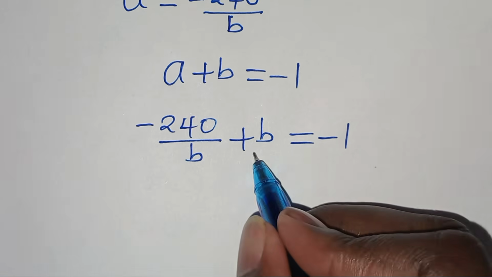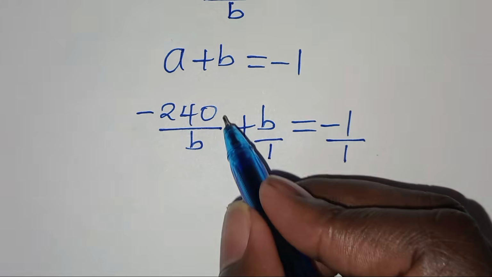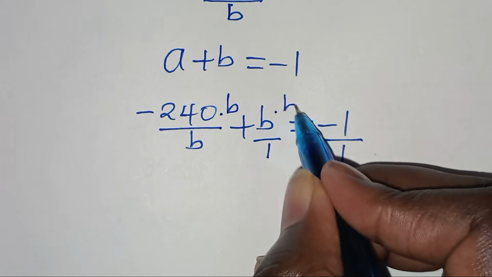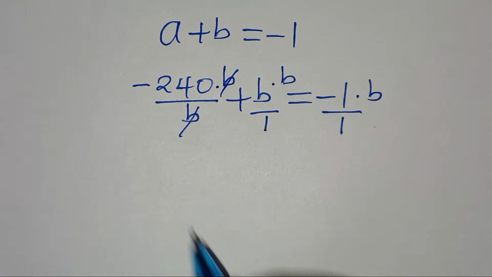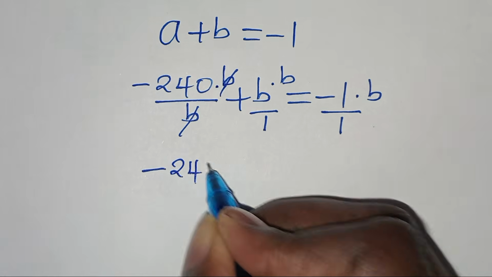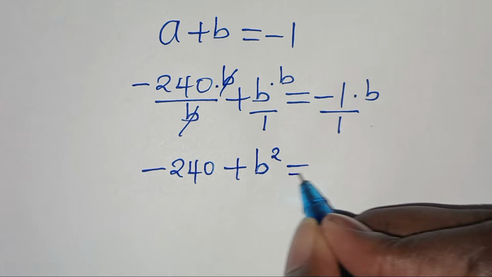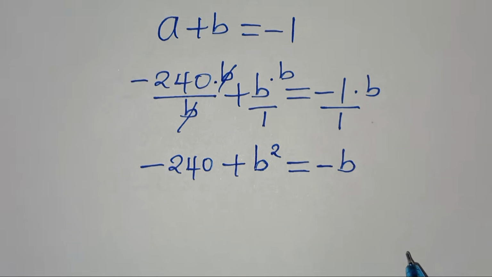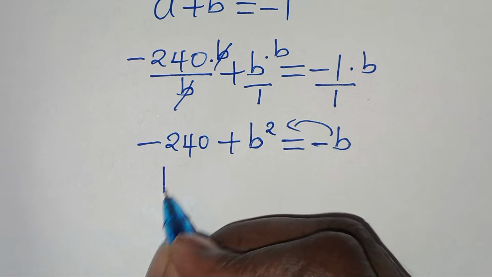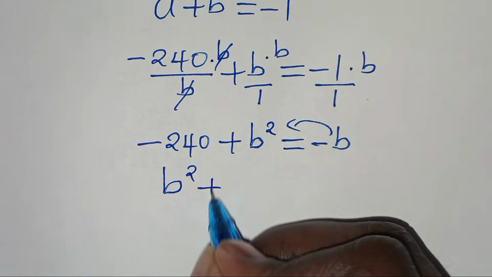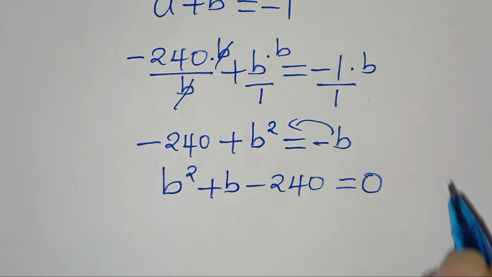So b is our number, so this is over 1, and minus 1 is our number, so this is over 1. Let's multiply everything here by b, so that now b and b here simplify. So this is minus 240 plus b to the power of 2, then this is equal to minus b. Now let's take minus b on the left hand side, and this implies that we have b squared plus b minus 240 equal to 0.